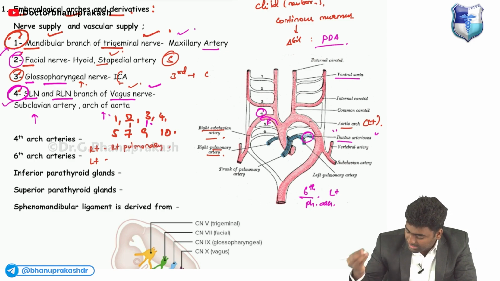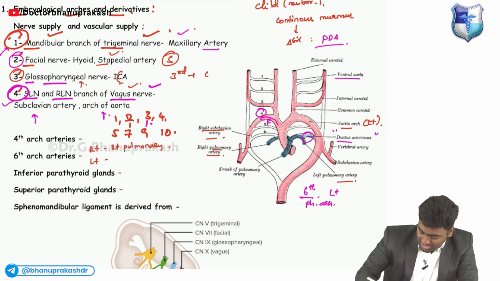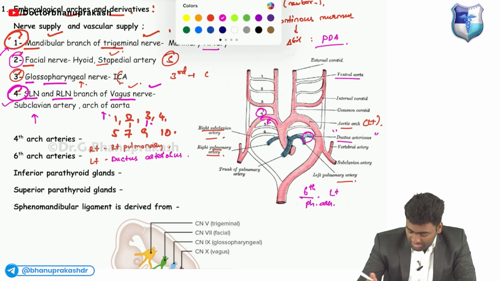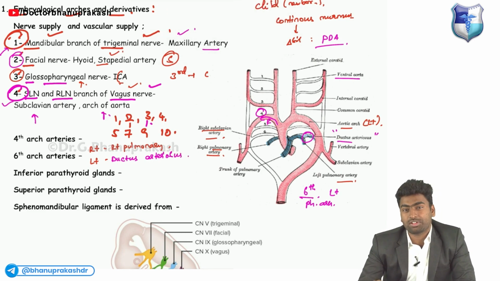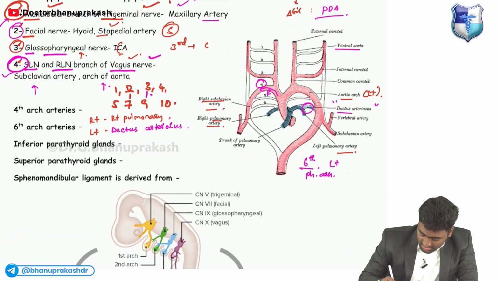And we know on the left side, it will give rise to this pulmonary artery. But along with this pulmonary artery, it will give rise to one more structure, which is known as the ductus arteriosus. Ductus arteriosus, right? Then about the pharyngeal arch derivatives, the pharyngeal arches, we know, will give rise to the glands. And if you see about these glands, which are they? They are the inferior parathyroid gland and the superior parathyroid gland.